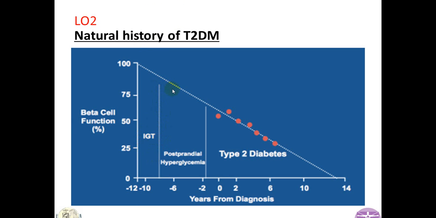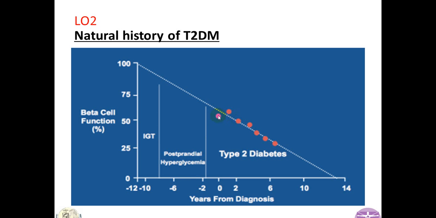And then with the progressive decline in beta cell function, which is a very slow process over many years, there will be postprandial hyperglycemia. By the term postprandial, we mean after the meal. So the patient will have high blood sugar after eating meals, while if he is fasting, the sugar is normal. Until the beta cell function declines to around 50%, the patient will start to have the symptoms of diabetes.